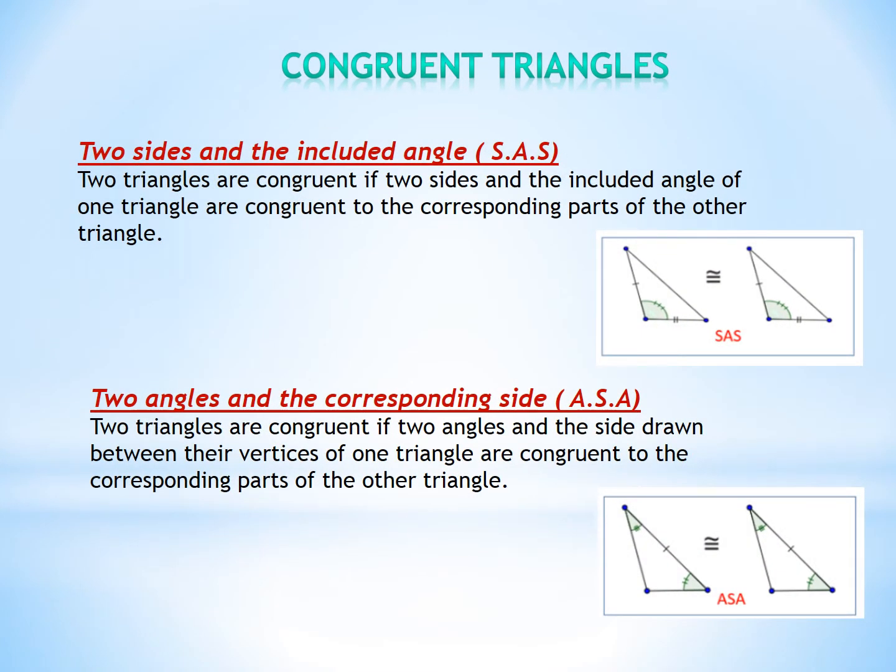خدنا كمان ال congruency اللي هي congruent triangles. عندي 4 cases من ال congruent بتاعت الترينجل. أول case two sides and the included angle اللي هي S A S. The two triangles are congruent if two sides and the included angle of one triangle are congruent to the corresponding parts of the other triangle.